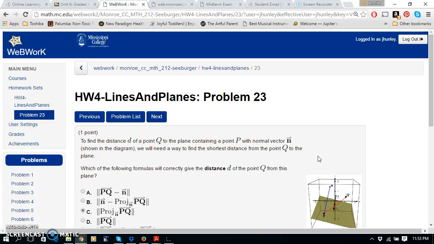Hello, this is Jennifer Hunley, and I'm covering two problems from WebWork number 4 regarding finding the shortest distance between a point and a plane and a point and a line.